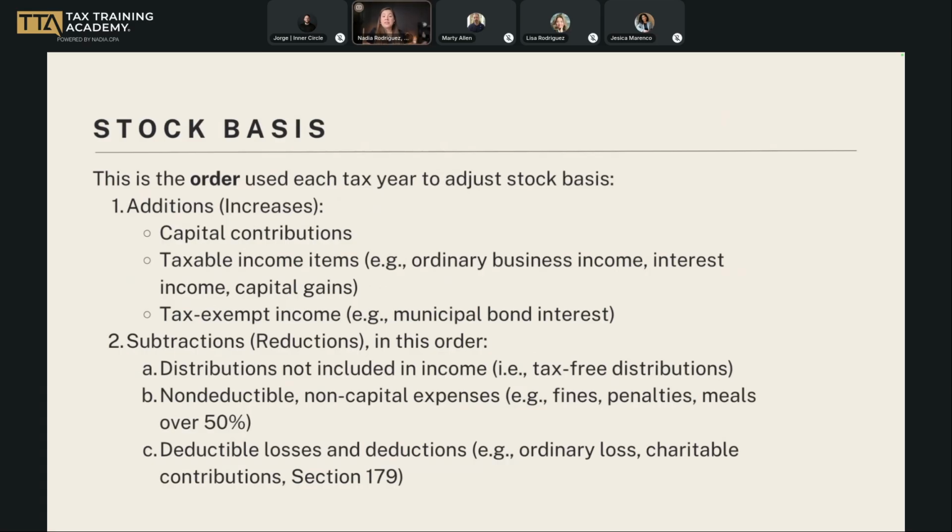From there, year after year, we have to follow this order. We have to increase it by capital contributions and by income items that we see on the Schedule K1, and then we reduce it by distributions. And we reduce it by losses that come on the K1, and by deductions, like the charitable deductions and the non-deductible expenses that are flowing down. All of this, we see reported on the Schedule K1.